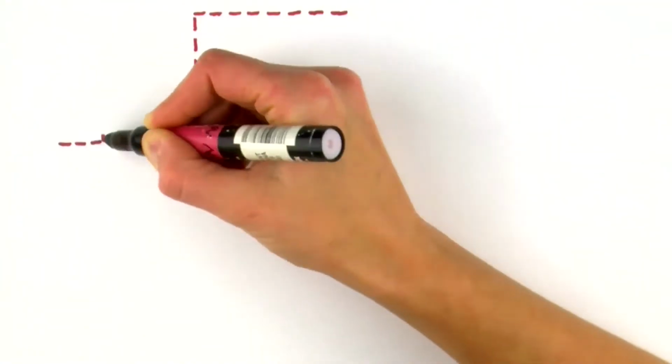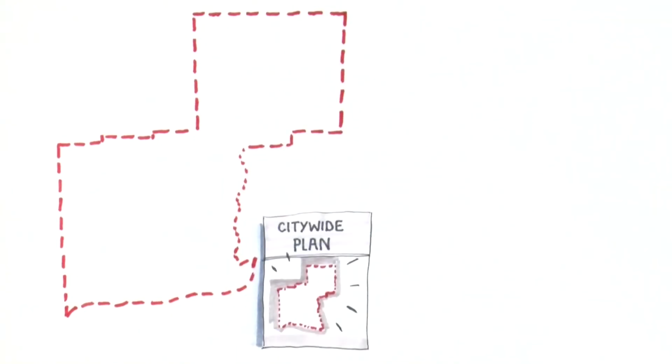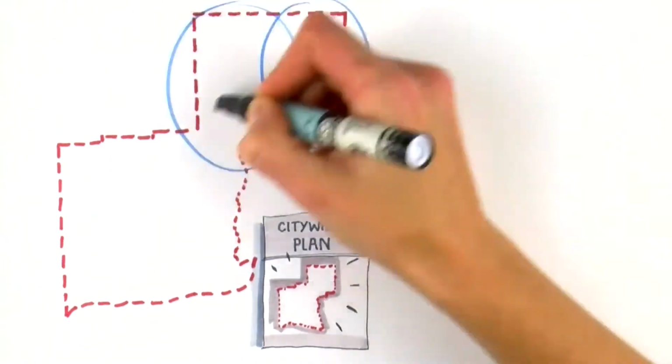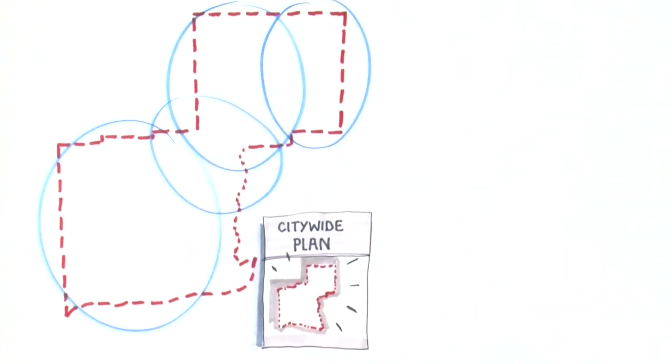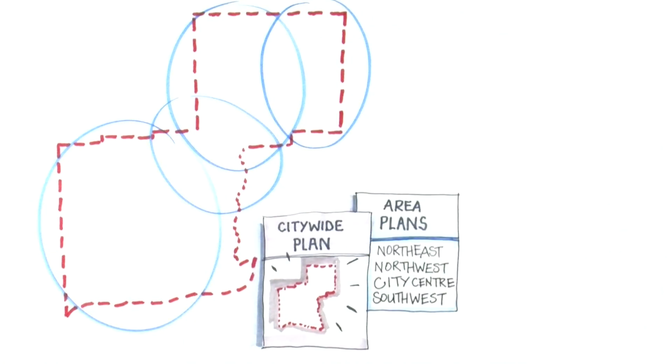The OCP is made up of 4 parts. First is the Citywide Plan, which sets priorities and addresses issues that affect the entire city. Second are area plans, which focus on land uses, policies, and issues relevant to an area of the city. Coquitlam has 4 area plans: Northeast, Northwest, City Centre, and Southwest.